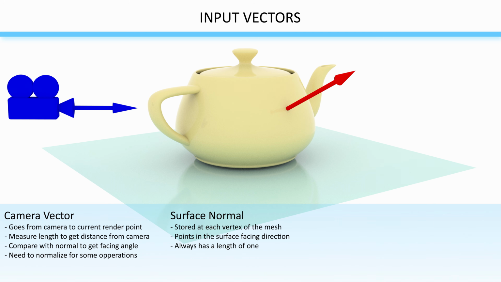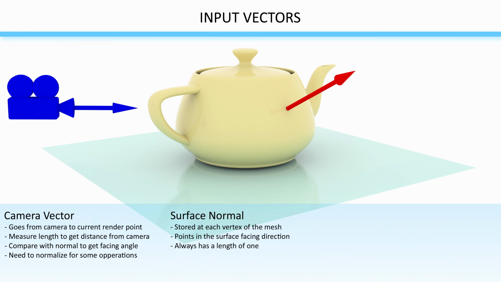If we measure the length of the camera vector, that tells us how far away from the camera each point in the scene is, so it gives us the scene's depth. If we compare the camera vector with the surface normals on the model, it tells us what parts of the model are facing toward the camera and what parts are facing away.